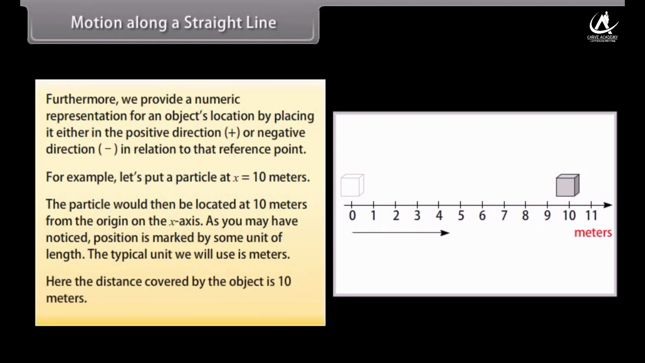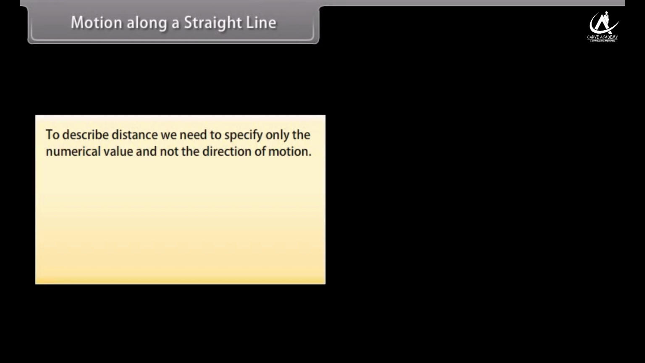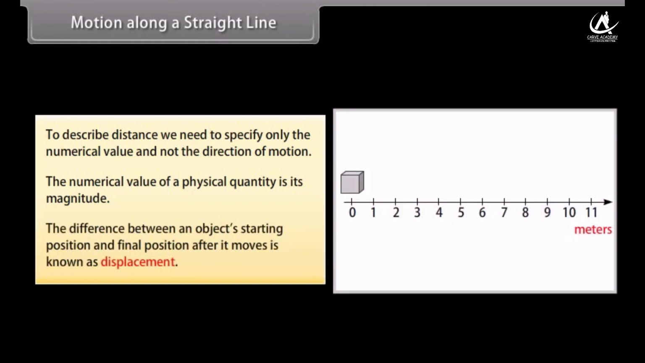Here the distance covered by the object is 10 meters. To describe distance, we need to specify only the numerical value and not the direction of motion. The numerical value of a physical quantity is its magnitude. The difference between an object's starting position and final position after it moves is known as displacement.